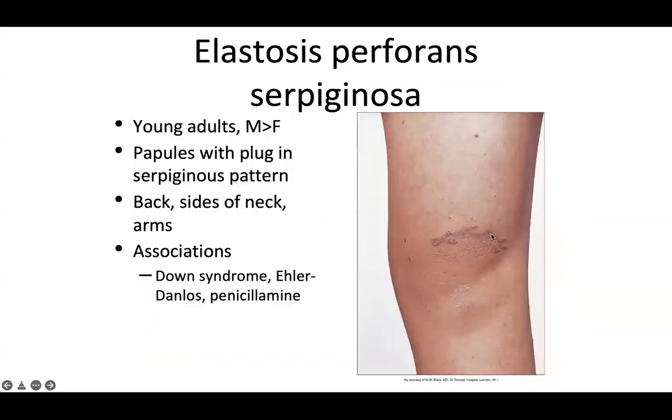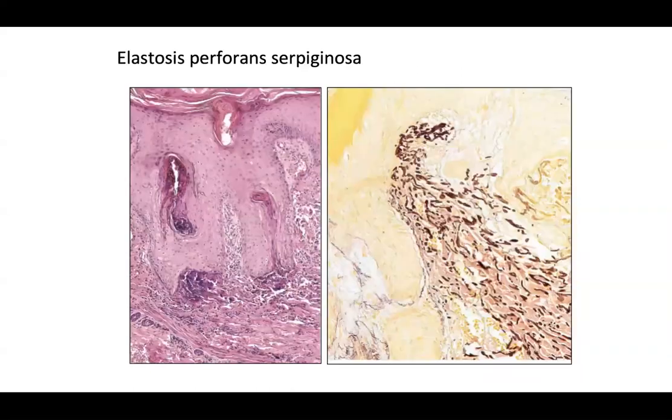Now, if you think about these little plugs that you're seeing, that is where the perforation is truly reaching its peak clinically. So always think about the clinical pathologic correlation: what you're seeing under the microscope, and how does that translate to what you're seeing clinically.